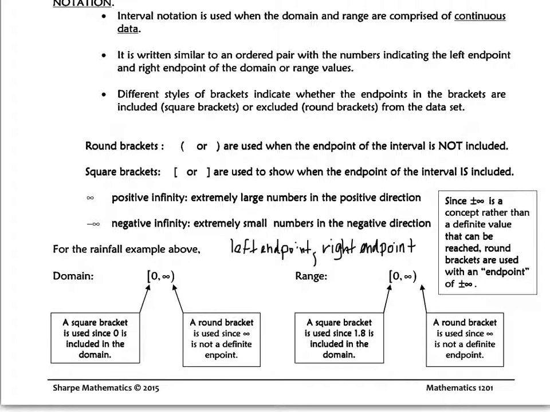The square bracket would be used around the left endpoint of 0 because 0 is a possible value for our time values, and the times keep growing and growing. Realistically, we could be checking that rainfall forever. So infinity would be our right endpoint, and you'd use a round bracket for the right endpoint, because infinity isn't a specific value. Similarly, the range would be described as 0, comma, infinity, with a square bracket around 0 to include 0 as a possible value, and a round bracket around infinity because infinity cannot be reached.